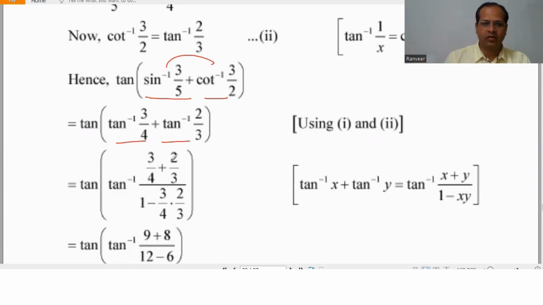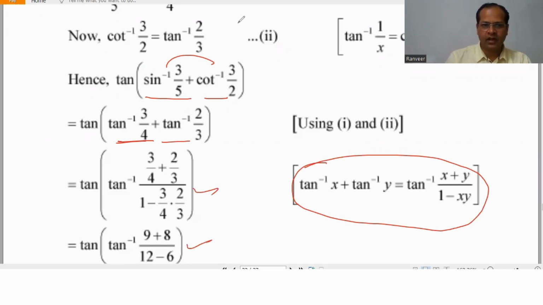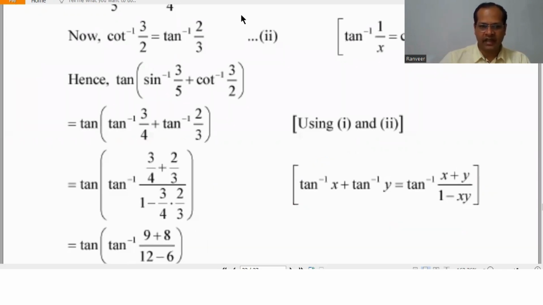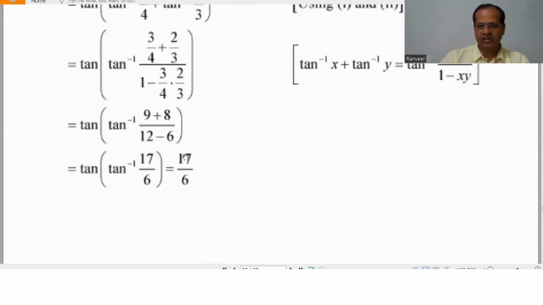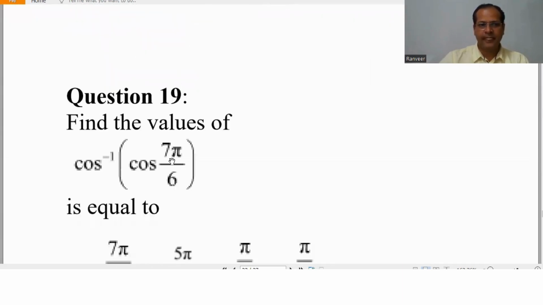Already we know that in trigonometry. So this is the formula: tan inverse x plus tan inverse y, we have to apply, and bring it into the tan inverse x format. So the answer is 17 by 6.